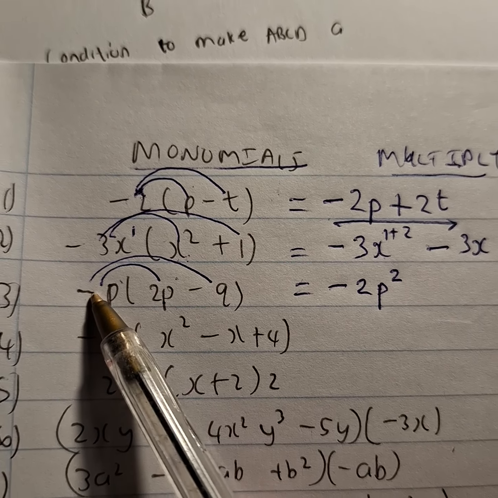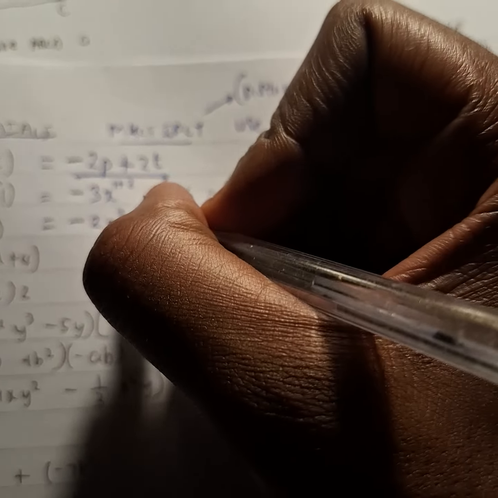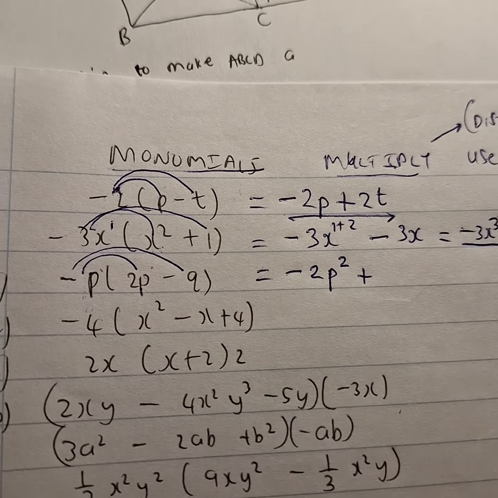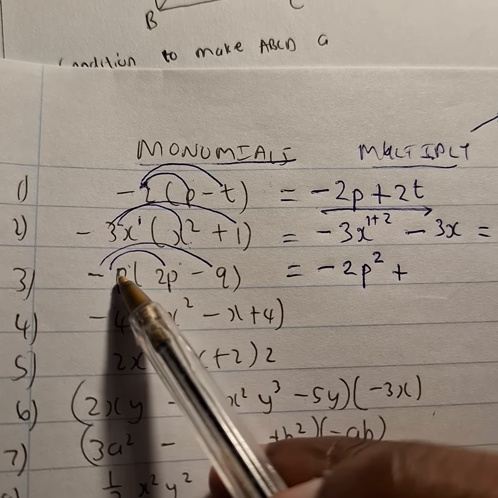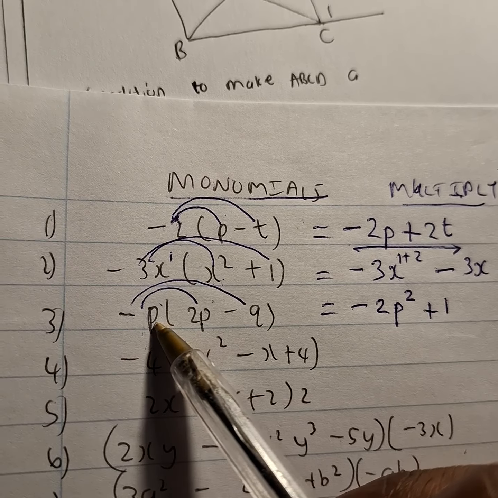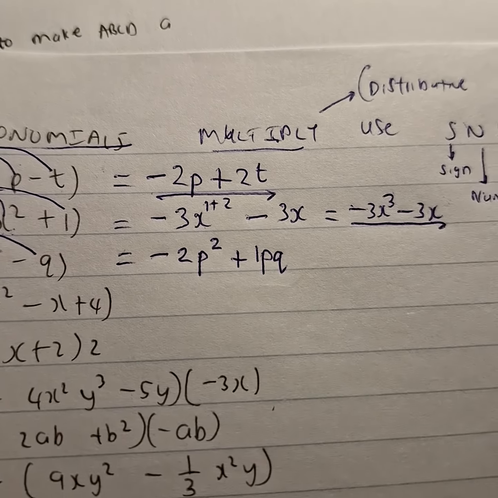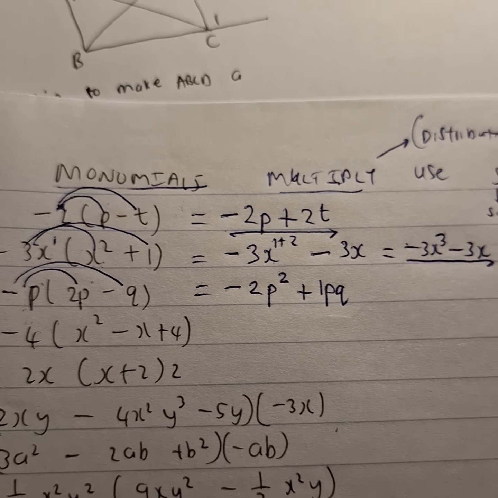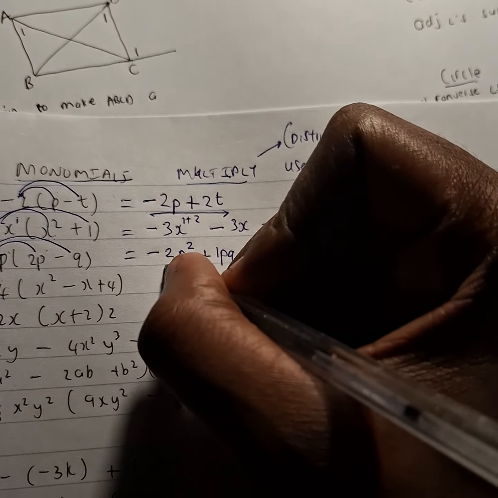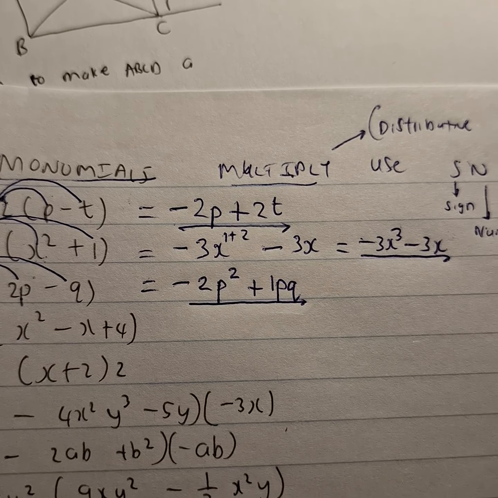Now distribute negative p to negative 2. What's negative times a negative? It's positive. What's 1 times 1? That is 1. And then lastly, the letter p times q. Now the variables are different. So what we simply do is combine the different variables as they are, so that we have pq. So our final answer is negative 2p squared plus 1pq.